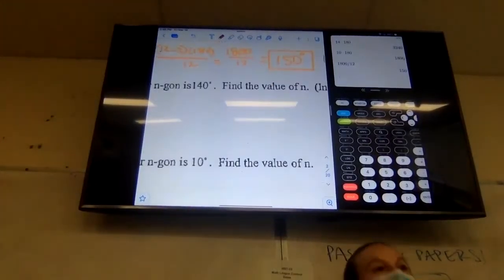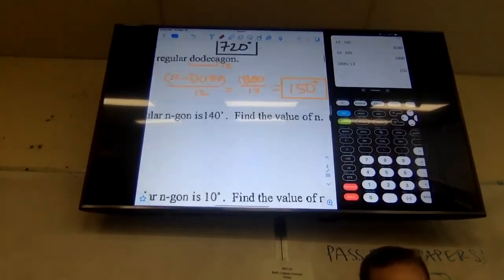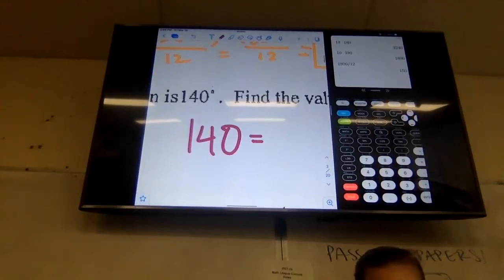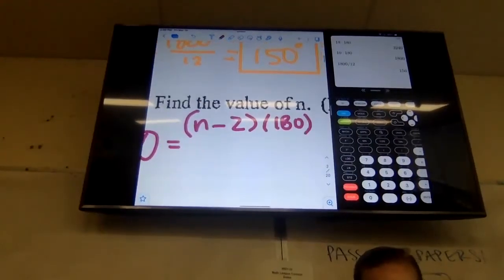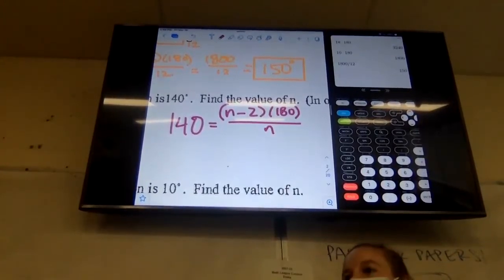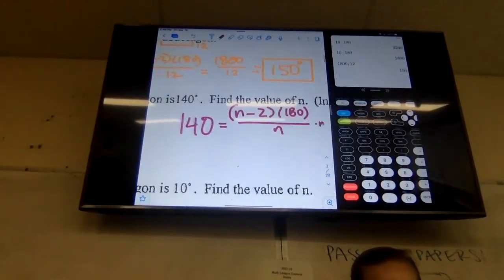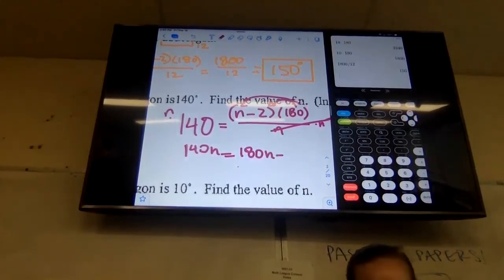A harder way you could have done this is we could have used the formula that we used above. We could have used n minus 2 times 180 divided by n, and set that equal to 140. So 140 equals n minus 2 times 180 divided by n, and we could solve that. This isn't that much harder. The only thing is we're going to get n's on both sides. So I would like to multiply by n so I don't have n by itself in the denominator anymore. That gives me 140n. And I would also like to distribute on the numerator, so n minus 2 times 180 is going to be 180n minus 360.